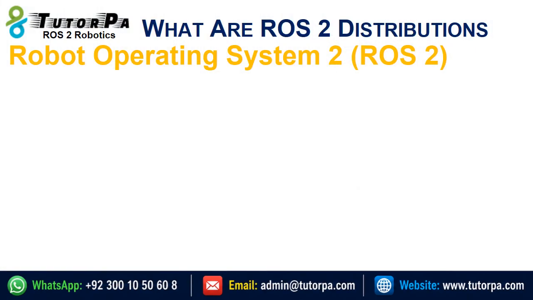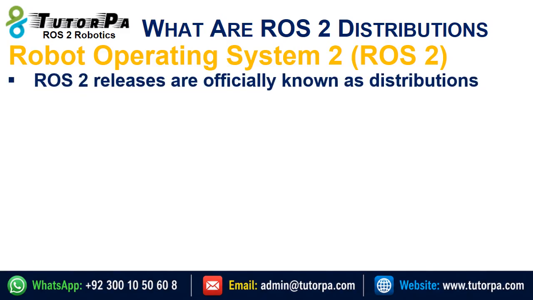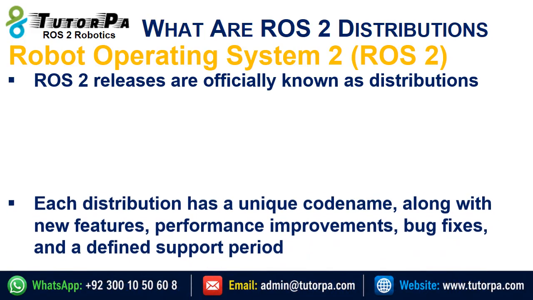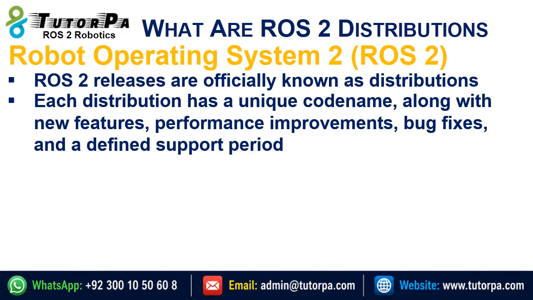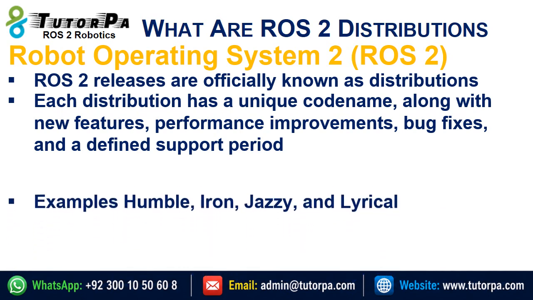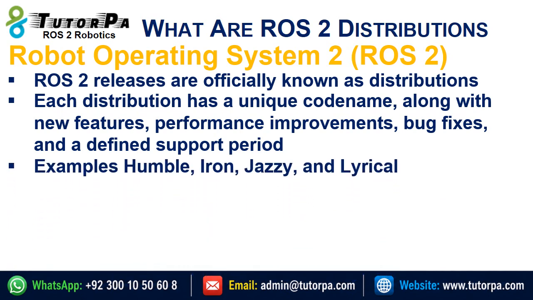Robot Operating System 2, ROS 2, releases are called distributions, or distros. These are official versions of ROS 2, and each distribution has a unique codename, usually 2 words starting with the same letter, along with new features, performance improvements, bug fixes, and a defined support period. Examples include Humble, Iron, Jazzy, and Lyrical.